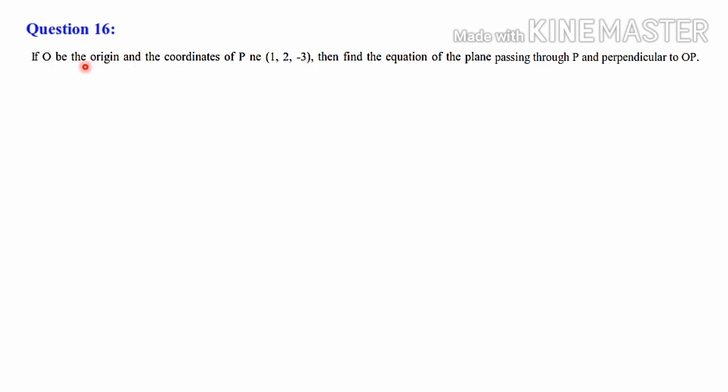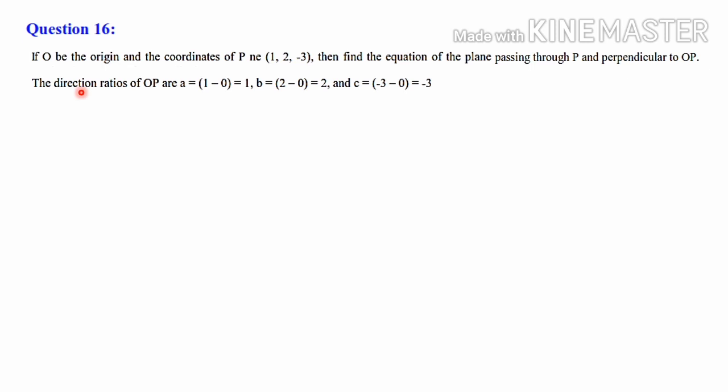Next we shall discuss question number 16. If O be the origin and the coordinates of P be 1, 2, minus 3, then find the equation of the plane passing through P and perpendicular to OP. Here O is the origin, coordinates 0, 0, 0, and the coordinates of P are given as 1, 2, minus 3. We have to find the equation of the plane passing through the point P, that is 1, 2, minus 3, and perpendicular to OP.